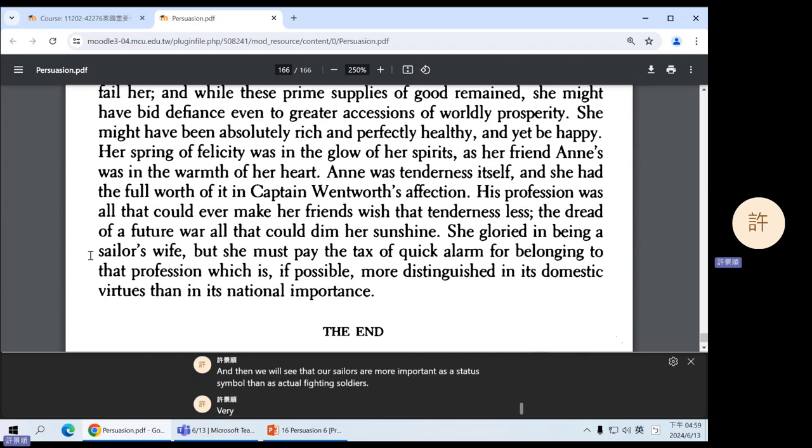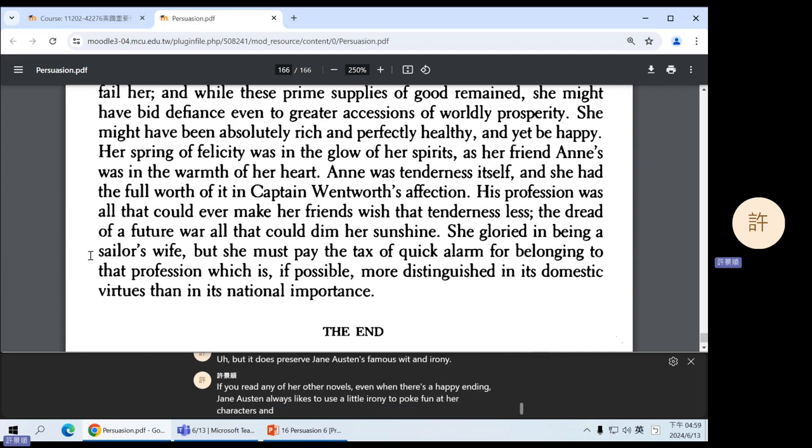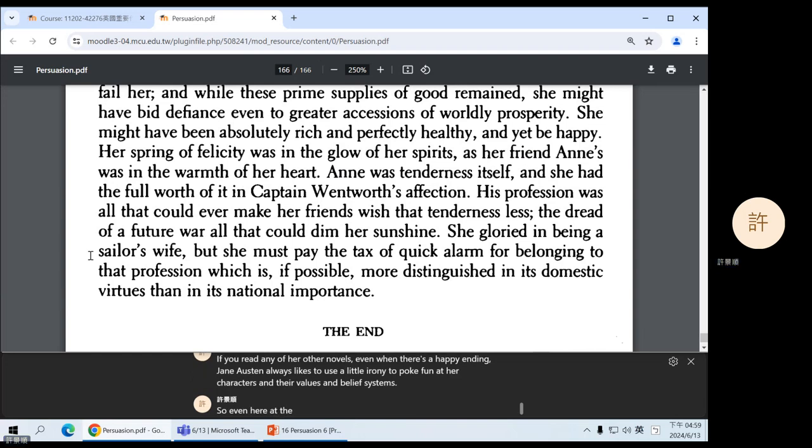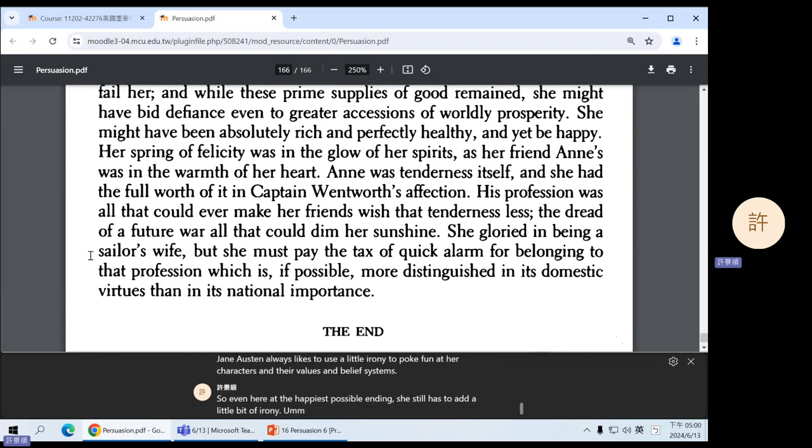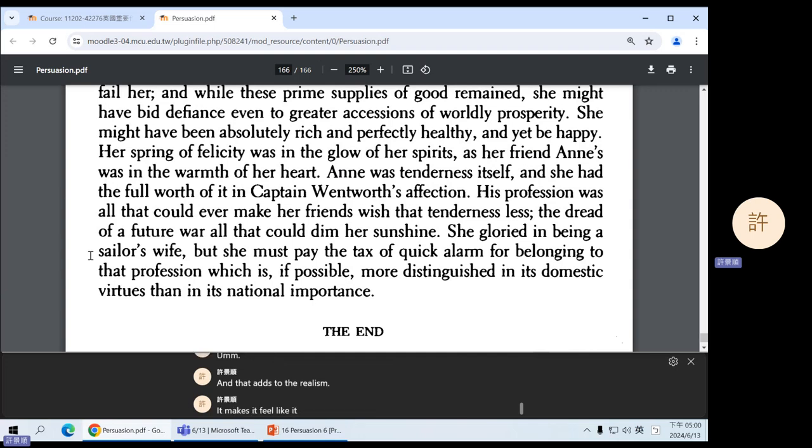Very strange ending. But it does preserve Jane Austen's famous wit and irony. If you read any of her other novels, even when there's a happy ending, Jane Austen always likes to use a little irony to poke fun at her characters and their values and belief systems. So even here, at the happiest possible ending, she still has to add a little bit of irony. And that adds to the realism. It makes it feel like it could be a story from real life.